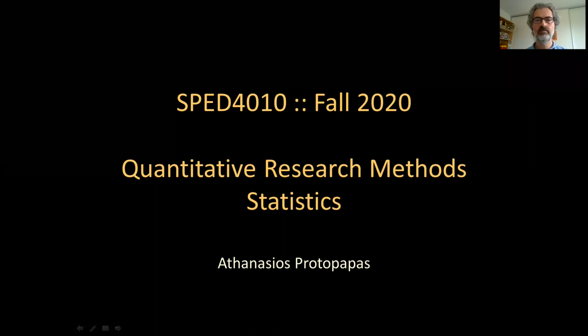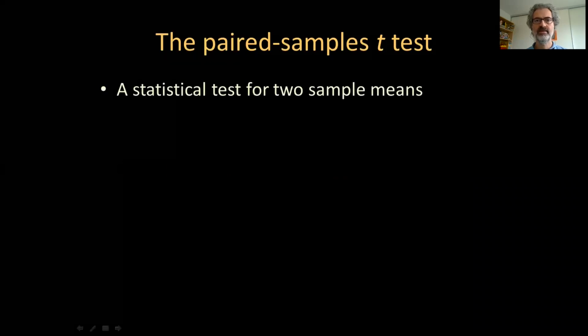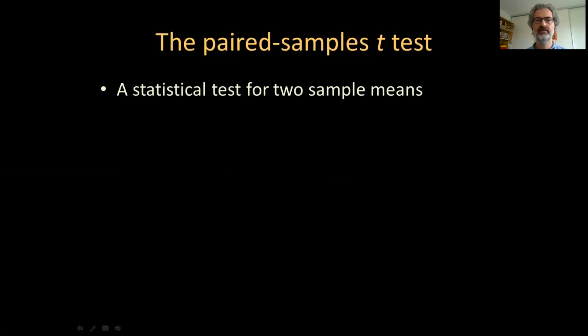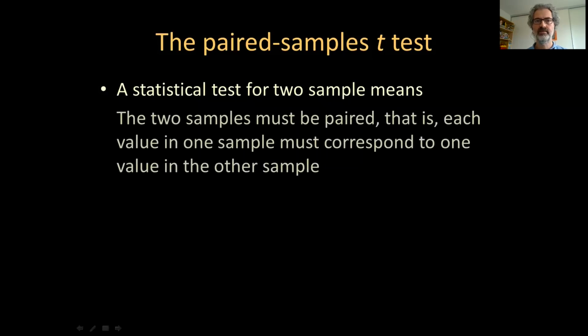In this video, we will talk about the paired samples t-test. The paired samples t-test is a statistical test for two sample means, but in this case, the two samples must be paired. This means that each value in one of the two samples or groups corresponds to exactly one value in the other sample or group. This makes the two groups paired and essentially dependent on one another.